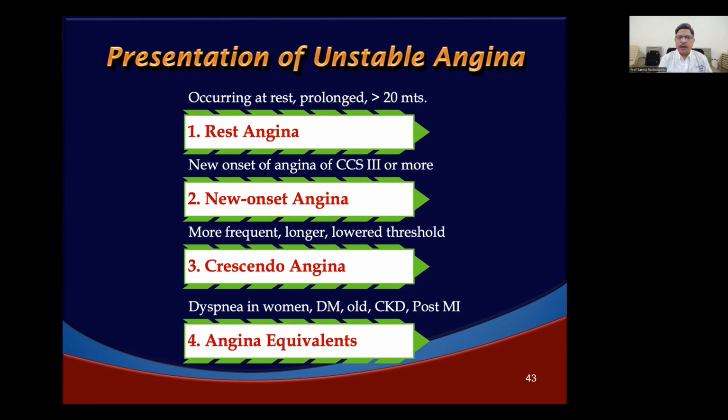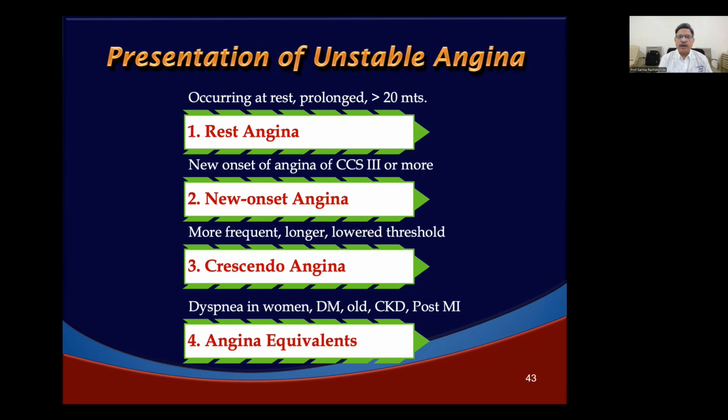Or the patient may not have angina or pain at all. They may present with dyspnea in women and diabetics, in elderly people, in CKD and post-MI. In these 5 conditions, the typical chest pain may not be there. Who are they? Women, diabetics, old age people, CKD and post-MI. Dyspnea will be there.